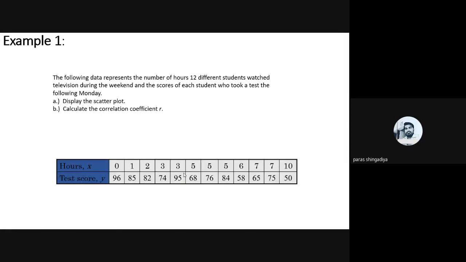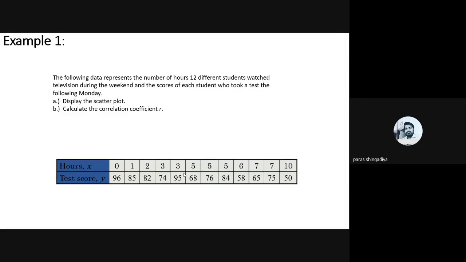And this example we had discussed in the last lecture. The data is given for the number of hours 12 different students watched television during the weekend, and the score of each student who took a test the following Monday. So draw the scatter diagram, meaning display this data as a scatter diagram, as well as calculate the coefficient of correlation r. So this is the data of number of hours versus test score.